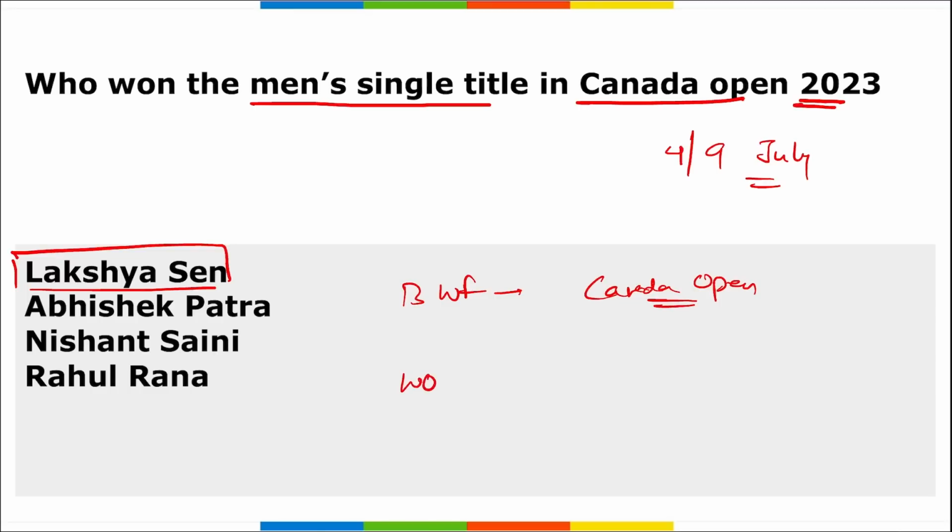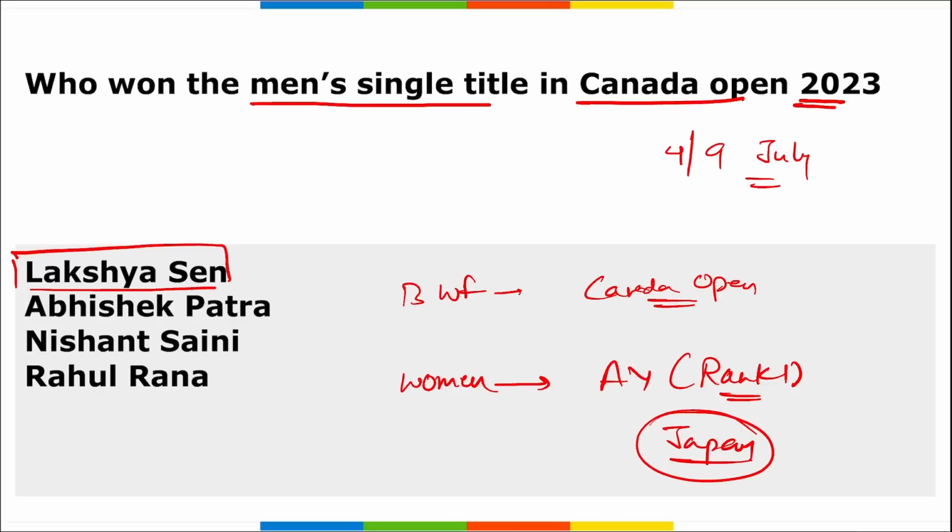Then if we talk about women's single title, who won it? Akane Yamaguchi. She is number one player and she is of Japan, who won this women's single title. Correct? Then if we talk about Canada Open, it was started in 1962, and remember, this Canada Open of 2023 marks the 58th edition of the championship. Next.